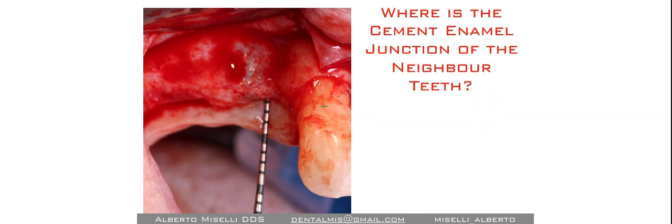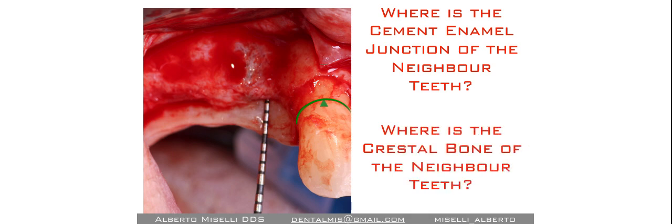Where is the cement enamel junction in the neighbor teeth? We need to see what the environment of this area is. What if we have another tooth very close to the implant, or we have a big dental space? But where is the crestal bone of the neighbor teeth? This distance from the crestal bone to the cement enamel junction is the supracrestal tissue insertion. It means biological width.